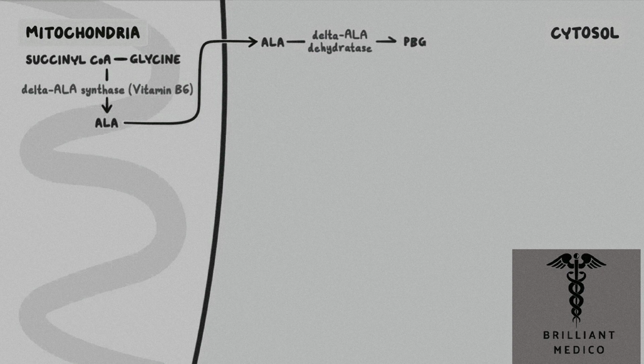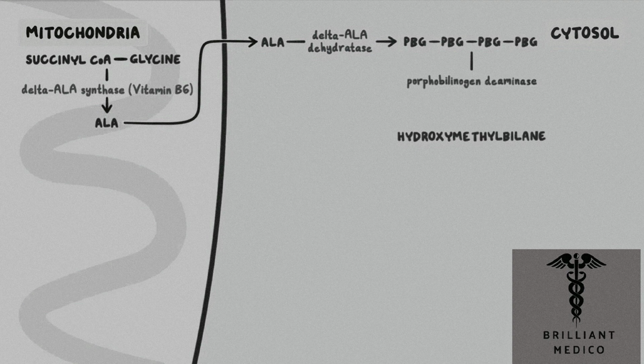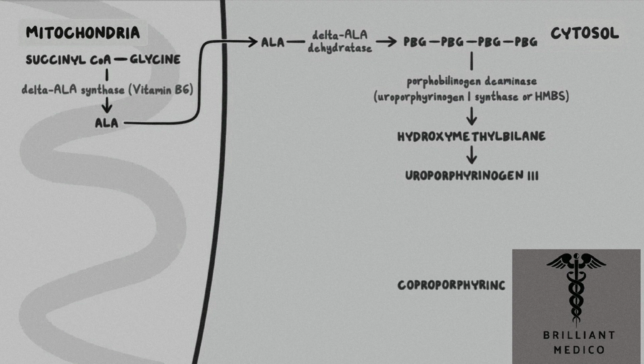From there, 4 molecules of porphobilinogen condense together to form hydroxymethylbilane, with the help of porphobilinogen deaminase. Note that porphobilinogen deaminase is sometimes called uroporphyrogen 1 synthase, or hydroxymethylbilane synthase, or HMBS for short. Afterwards, hydroxymethylbilane is converted to uroporphyrogen 3, and catalyzed to coproporphyrogen 3 via uroporphyrogen 3 cosynthase and uroporphyrogen decarboxylase, respectively.